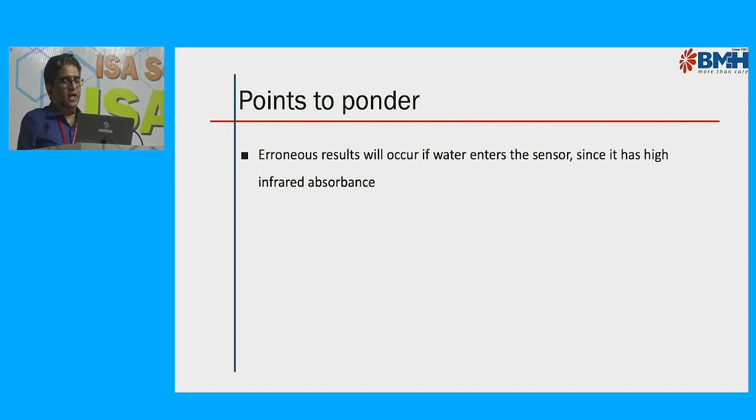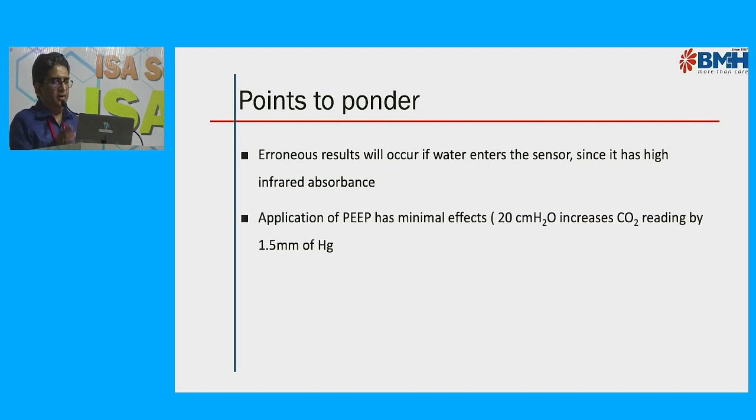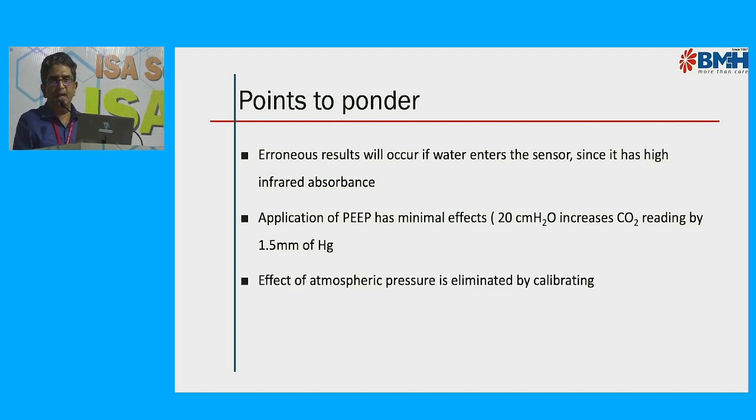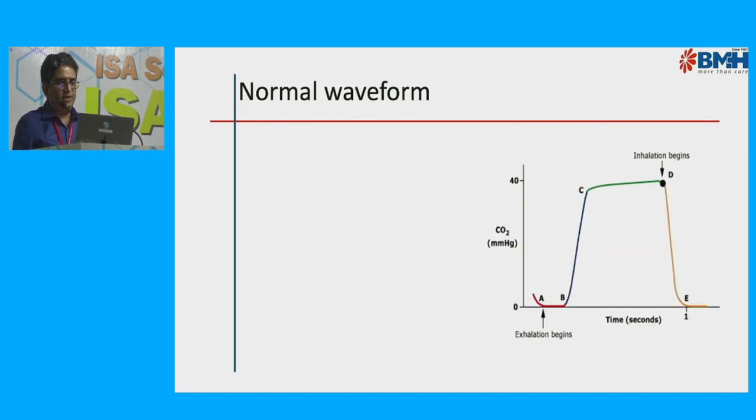Now, some points. Erroneous results will occur if water enters the sensor, since it has a high infrared absorption. And application of PEEP has minimal effect. Even 1.5 millimeters of mercury with 20 centimeters of water increases the carbon dioxide reading. And the effect of atmospheric pressure is eliminated by calibrating. That's why before installing, the technician will calibrate it.